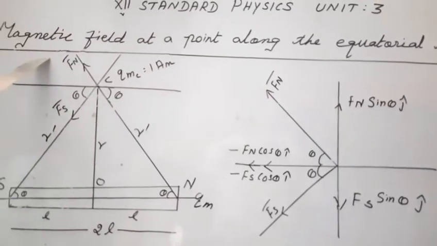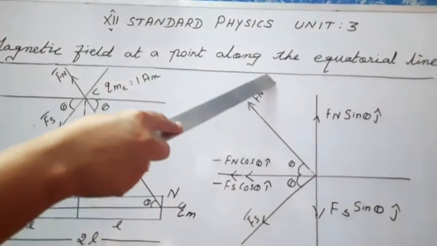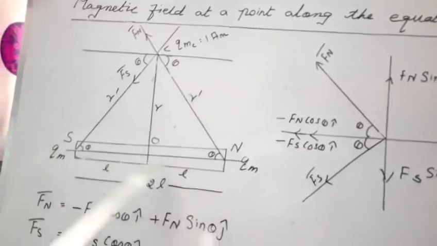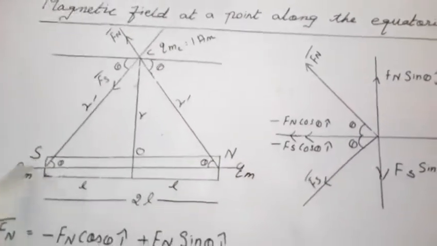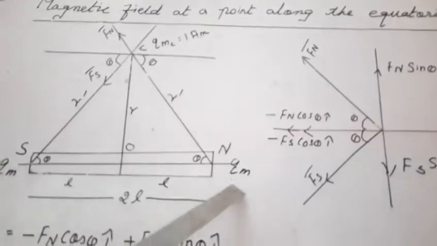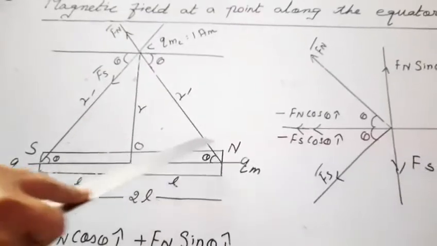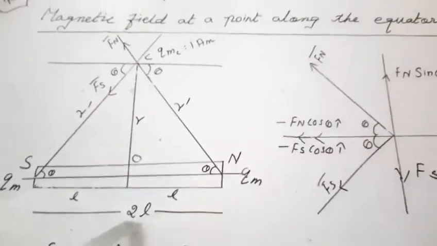And in this class we will discuss the magnetic field at a point along the equatorial line due to a magnetic dipole. Let us consider one bar magnet. This is identified by the letters N and S. The pole strength is Qm, the center point is O, the geometrical center, and the distance from O to N is L, O to S is L. The total distance is 2L.